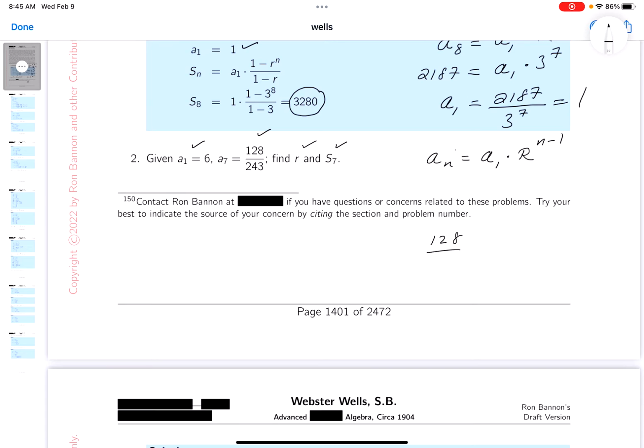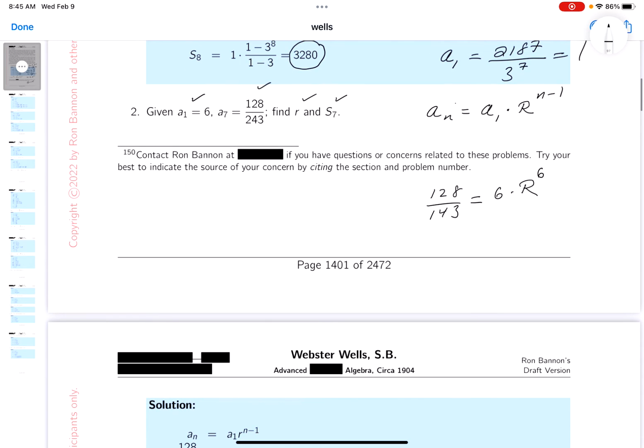128 over 143. They tell me what A1 is. A1 is 6. And then we go over here, I get R, which I don't know what R is, by the way. They're actually asking for R. So it's going to be R raised to what power? Well, again, I want to apply. This is A7, so this would be the 6th power. Now, granted, it might seem tricky to you, but let me write this down.